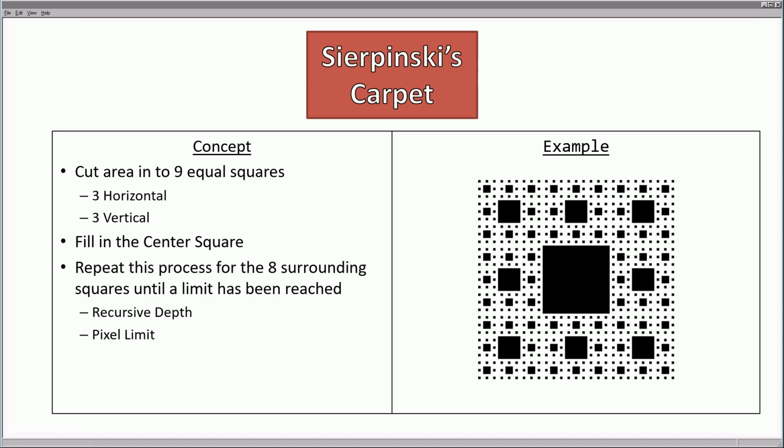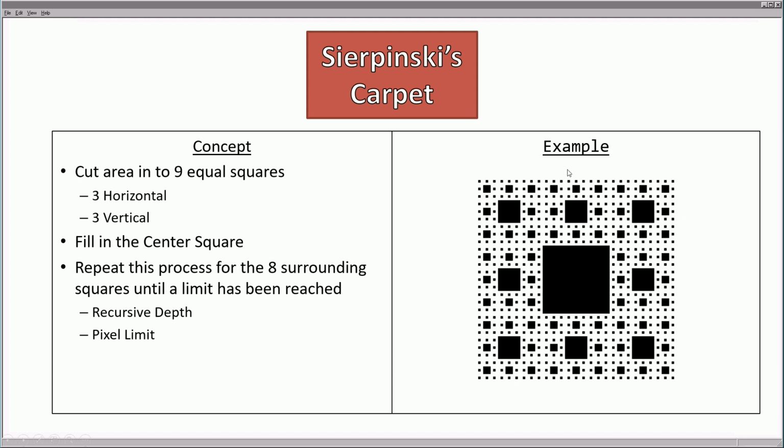In order to further explore how this is going to work, let's take a look at this problem called Sierpinski's carpet. The main idea is given some sort of region. So we're given some sort of x and y coordinate and also some sort of length. So given a region, what we do is we cut that region into 3 horizontal and vertical slices. We then fill the center square, and then we repeat this process for the surrounding 8 areas, until we've reached either a recursive depth or some sort of pixel limit.